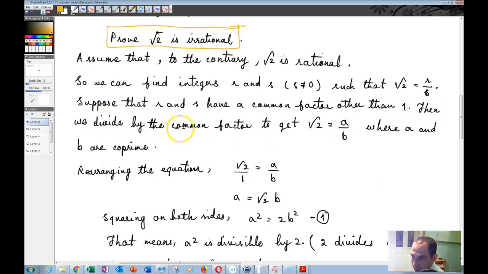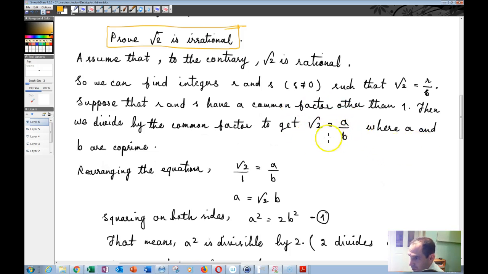So then we divide by the common factor, and the numerator and denominator will simplify. From r and s you will get simply a and b. The benefit of doing this step is that now we have made sure that A and B have no common factors other than 1, meaning that they are co-prime.